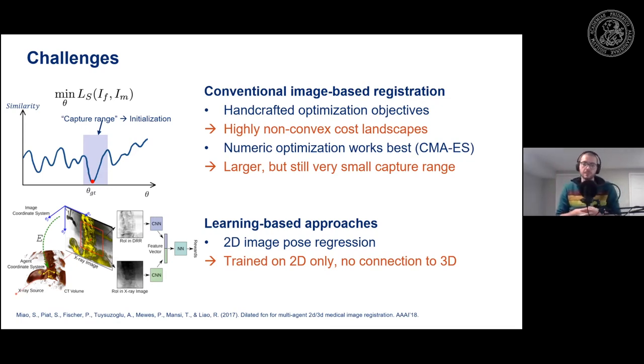So this means that if we use image similarity to compute our overall optimization objective, we will end up with a highly non-convex cost landscape, for example, the one that you see here on the left-hand side for a diminished coordinate system problem, where we cannot easily find the global optimum that we try to recover in this optimization problem. So this is the first issue.